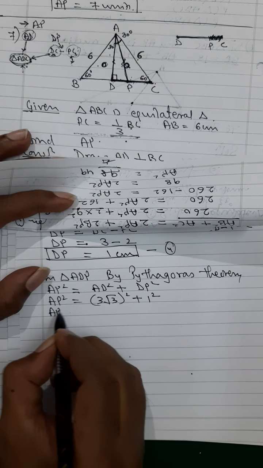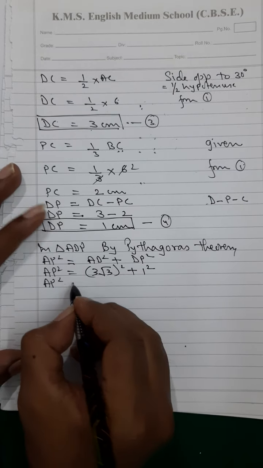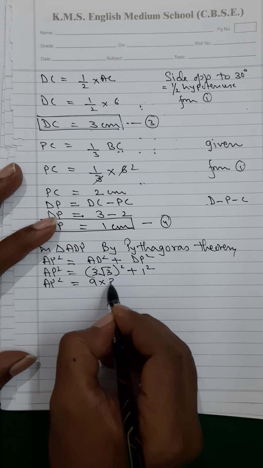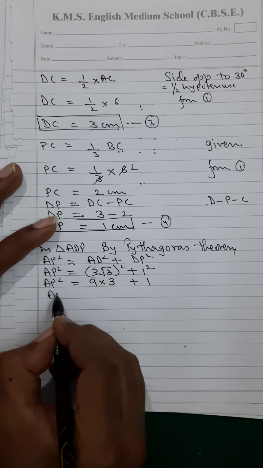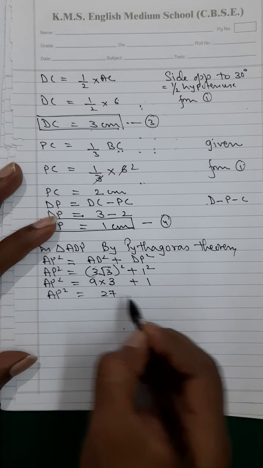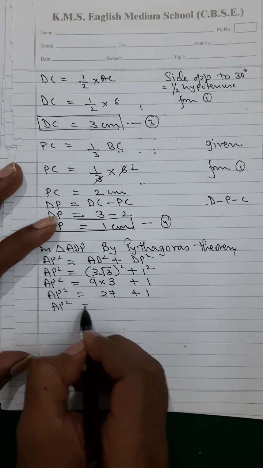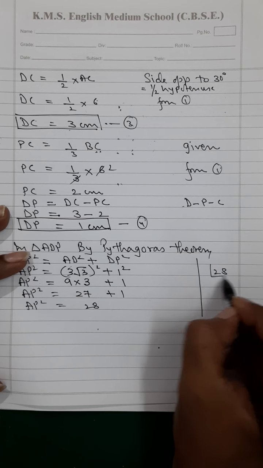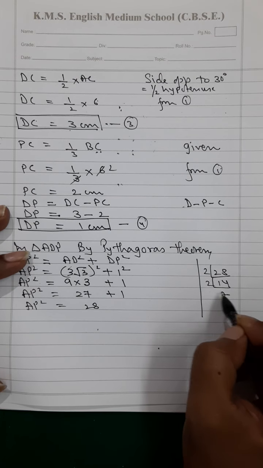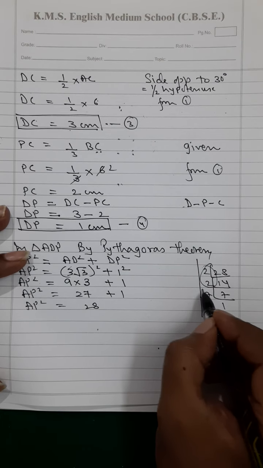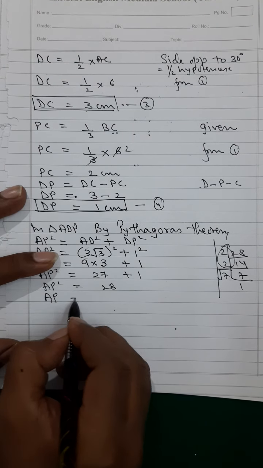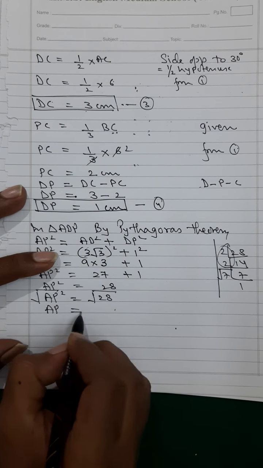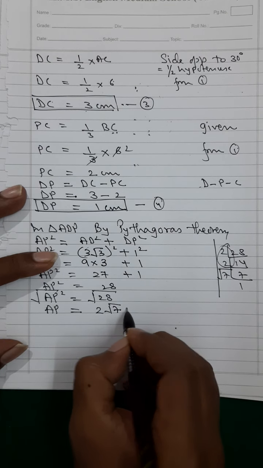So if I solve this, AP square is equal to, now this will be applicable to both, 3 square will be 3 into 3, 9, and root 3 square will be 3, plus 1. AP square, 9 3s are 27 plus 1. AP square is equal to 28. If I factorize this, 2 14s are, 2 7s are, and then 7 1s are. So this will go out of the radical and this will stay inside the radical. I am going to take square root of both the sides. So I will get AP is equal to 2 root 7 centimeter.